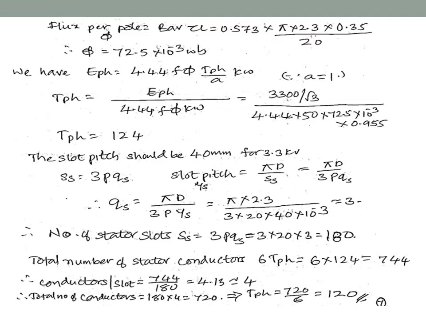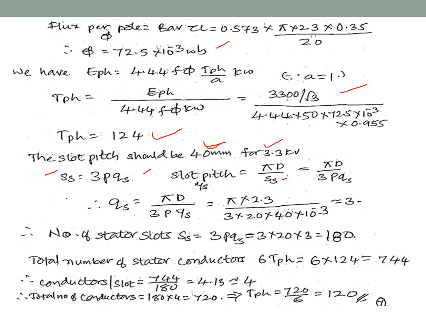Pi we have calculated here. TPH we have calculated here. TPH comes out to be 124. But for a 3.3 kVA machine, slot pitch should be around 40 mm. This is an important factor that you should remember. So number of slots is equal to 3 PQS. Now slot pitch is equal to pi d by SS, where SS is the number of slots. So now QS is equal to pi d by 3 P YS.